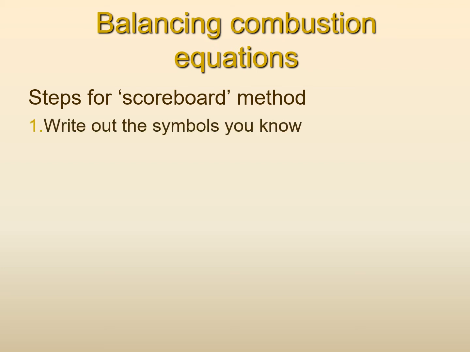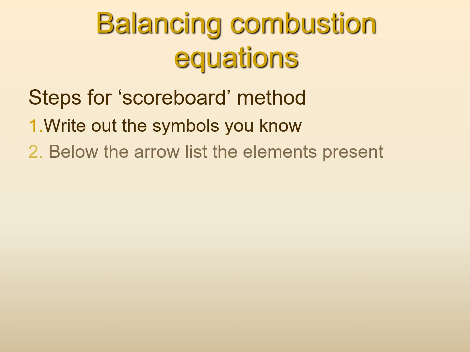So, step one, write out the equation as best you know. You may be doing this because they may not have given you the equation, they may be asking you to complete it from a word equation or something. Step two, below the arrow in the symbol equation, list all the elements present. Now, of course, you should have the same elements present on both sides. If you haven't, something's gone wrong. Either you've missed off a product or a reactant, or this is not an equation that could work. I will do some examples of these in a little bit, don't worry.